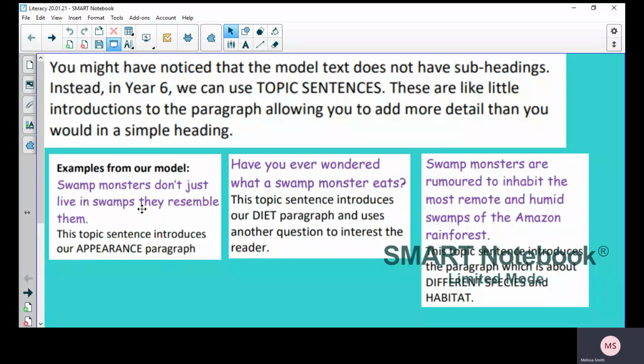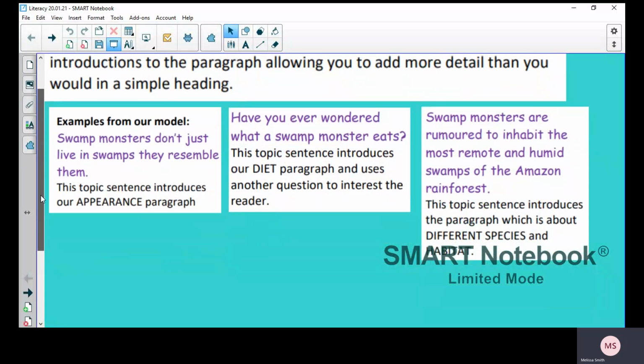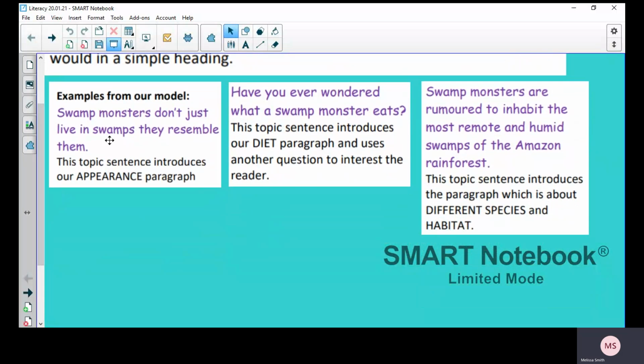Let's have a look at some examples from our model text. So here is one example. Swamp monsters don't just live in swamps, they resemble them. Now that is telling us there about the appearance of the swamp monster. So we know that that paragraph is going to go into more detail about appearance.